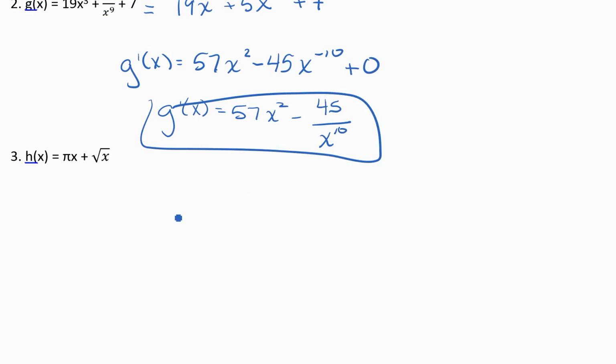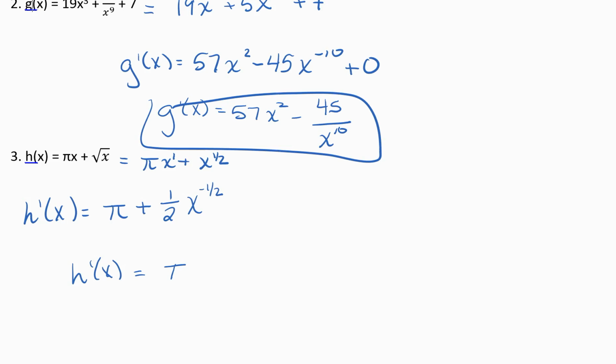In our last one here, we have pi x plus the square root of x. So again, before I take the derivative, I'm going to write this as pi x plus x to the 1/2. So the derivative here, well, pi times x, remember, this is x to the first, so 1 times pi, and then we get x to the 0, which is just 1. So we just get pi plus, now when we take the derivative of x to the 1/2, it'll be 1/2 x to the negative 1/2. And the most simplified version of this would be pi plus 1 over 2 square root of x.